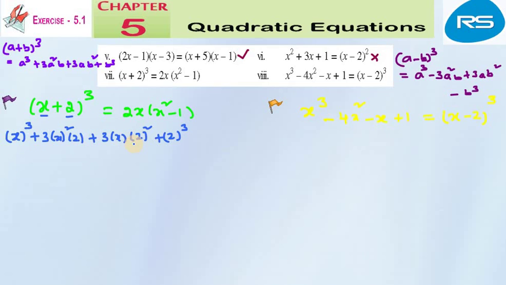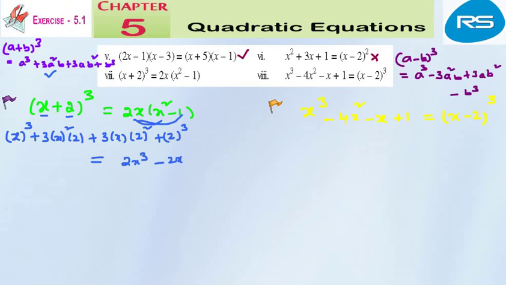So this is the expansion. Please take care, I already wrote the formula here. You can apply the (a plus b) whole cube expansion: a cube plus 3a square b plus 3ab square plus b cube is equal to 2x with x square, 2x cube, 2x with minus 1 minus 2x.